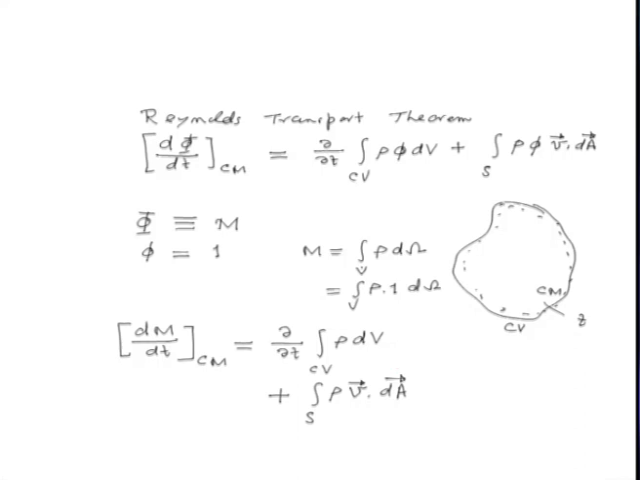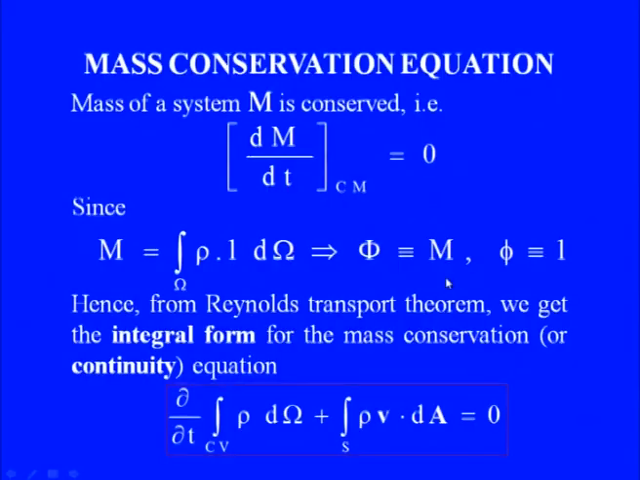So, now we have obtained the rate of change of mass for our control volume, and we can now put it in the expression for this mass conservation equation, dm by dt of the control mass is equal to 0, and we get this particular form for the mass conservation equation. This is what we call the integral form of mass conservation or continuity equation. It is given as del by del t of the volume integral of rho d omega over the control volume plus the surface integral of rho v dot dA is equal to 0.